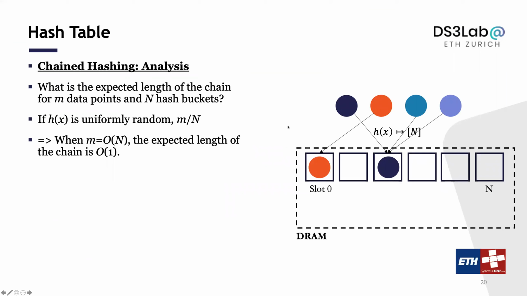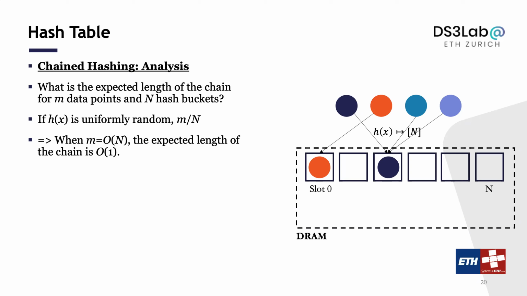So what is the complexity here? This is actually much easier to analyze compared to linear probe. Assuming you have a hash function that's truly random, what is the expected size of the chain for each bucket? In this case, assuming you have m data points and n hash buckets, in expectation the size of the chain per bucket is m over n, if your hash function is truly random.